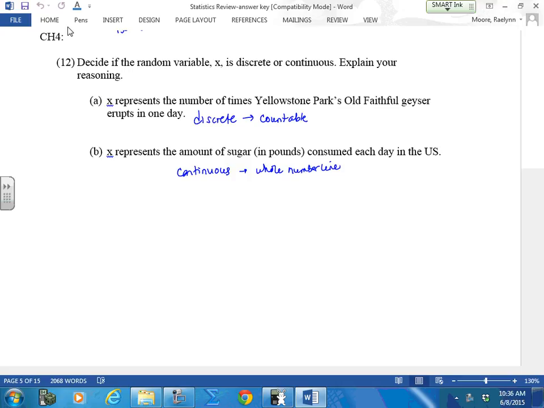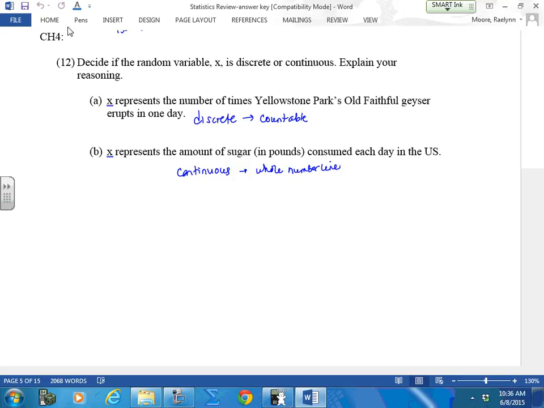1 time, 2 times, 3 times. That's discrete. That's what discrete means. They're actually both on number lines, but the discretes are the whole numbers. So he just put it's a whole number. They're countable. How many students in my class? 22. I can't have 22 and a half.